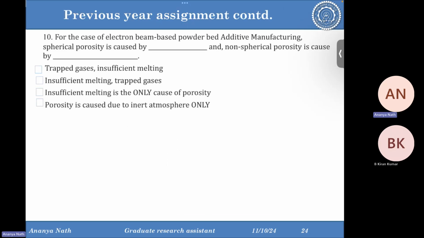For the case of electron beam based powder bed additive manufacturing, spherical porosity is caused by trapped gas and non-spherical porosity is caused by insufficient melting.